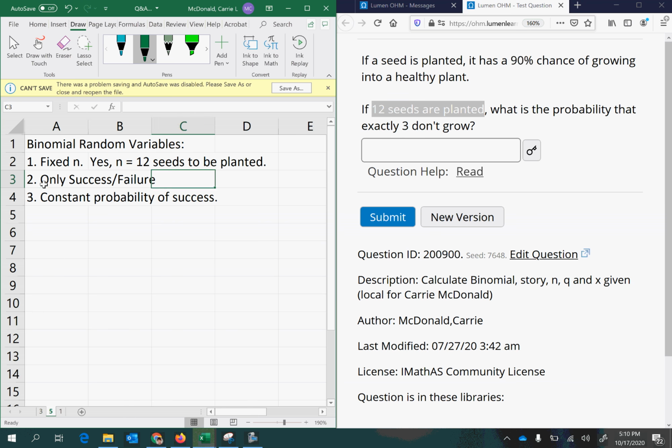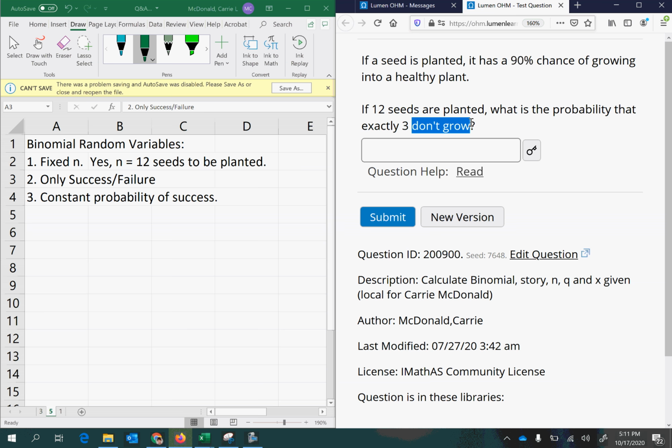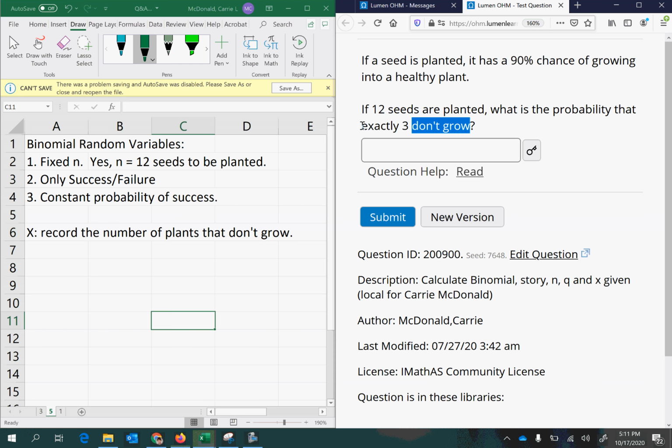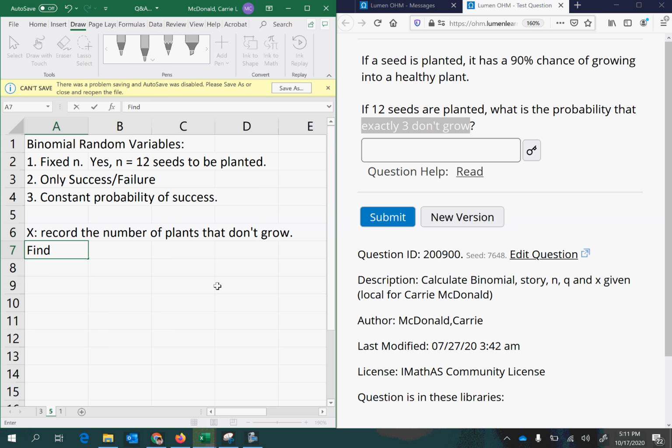All right, now, when those seeds are planted, what are the outcomes that could happen? Well, we are looking at whether or not these don't grow. So in thinking about what are the possible outcomes, we know that X is going to record the number of plants that don't grow. And we know that because we are asked to find the probability that exactly 3 don't grow. So that must mean that X is how many plants don't grow. And what we're really saying is we want to find the probability that X is equal to 3.